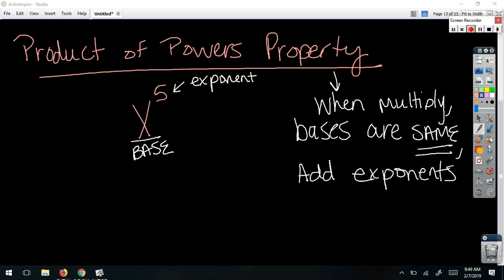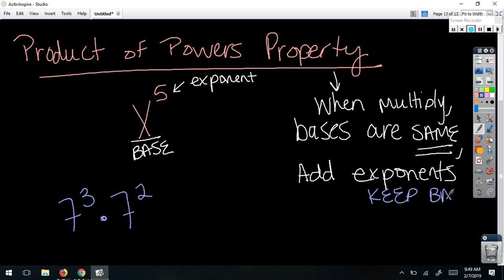All right, I'm recording. So, if I have, and I'll even change it up, let's say I have 7 to the 3rd, times 7 to the 2nd. Okay? Don't multiply the bases because it doesn't work like that. You can't combine the exponents and the bases. It just doesn't work that way. So you keep the base and add the exponents. So this becomes 7 to the what? 5th power, because you add them.